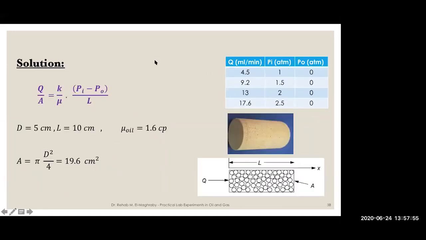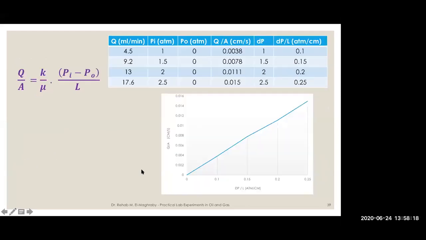So now the first thing here is to calculate A, the cross-sectional area of this core plug. You have the flow rate adjusted, the pressure at the inlet and the pressure at the exit. So you have to calculate the area first. Okay, the cross-sectional area. You have the diameter, you have the length. So you can calculate the area. You don't want the length in the area, whatever.